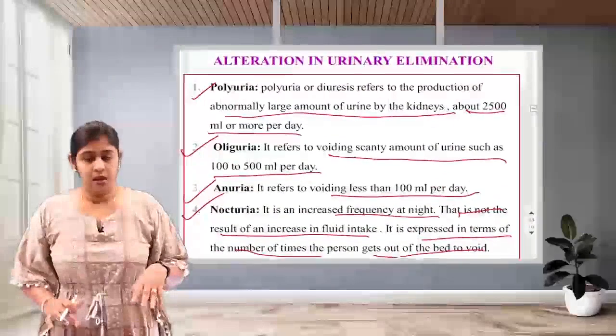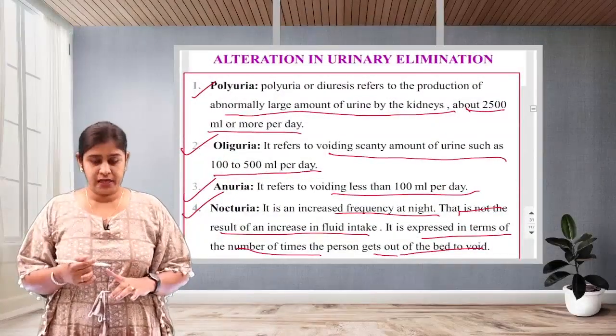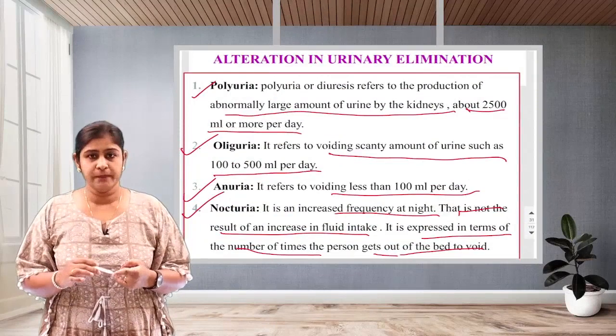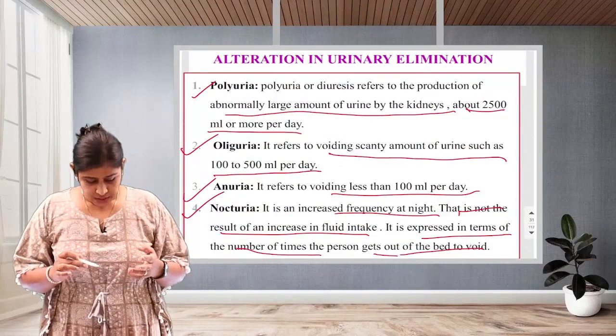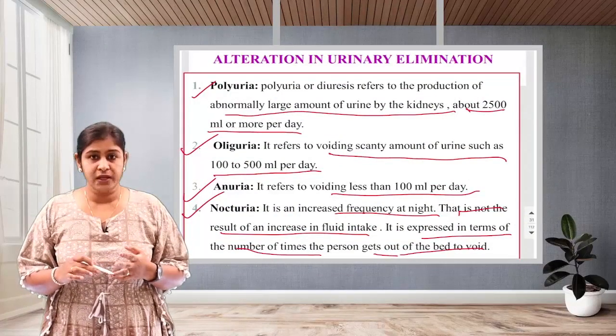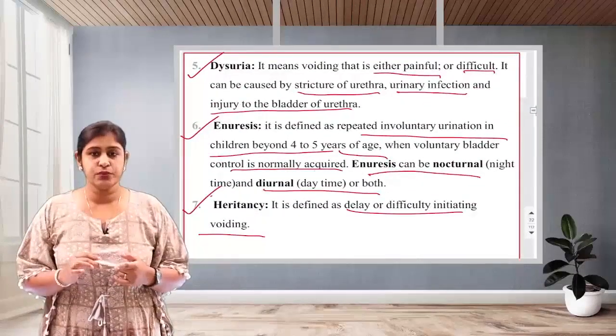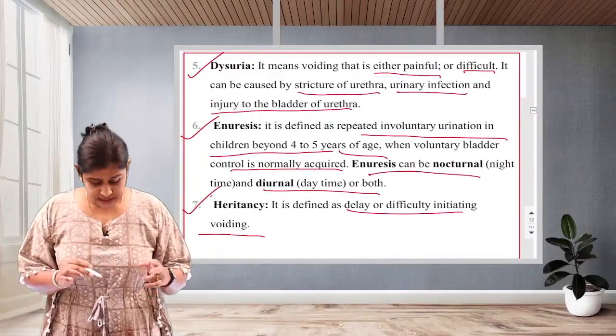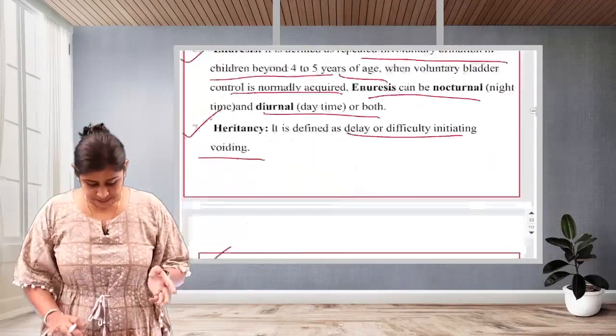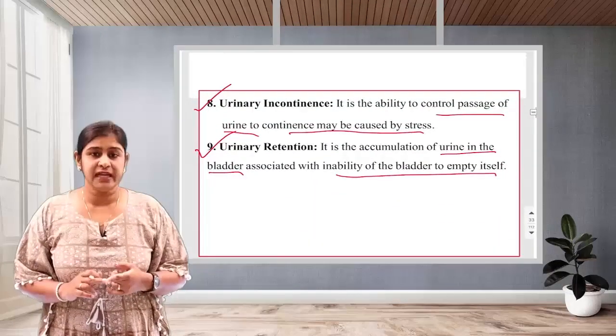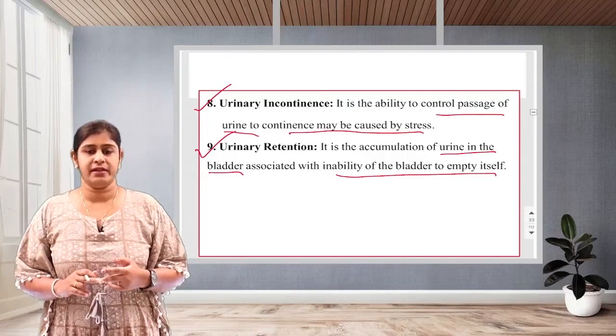So these are all the alterations in urinary elimination. The first is polyuria, second is oliguria, third is anuria, fourth is nocturia, fifth is dysuria, sixth is enuresis, seventh is hesitancy, eighth is urinary incontinence, and ninth is urinary retention.